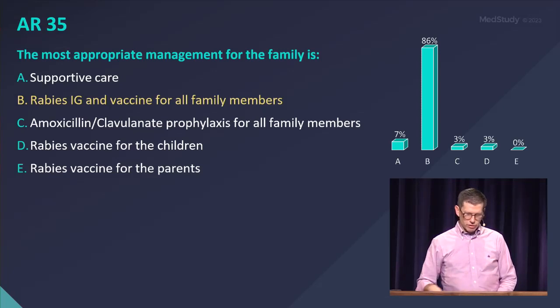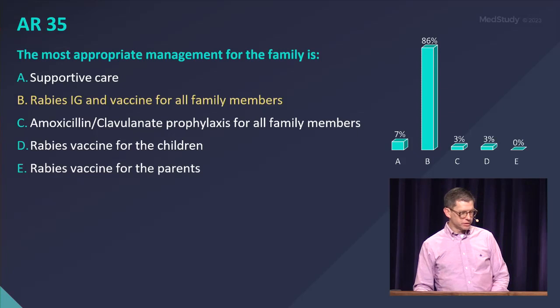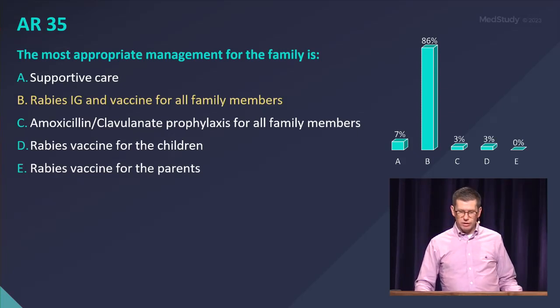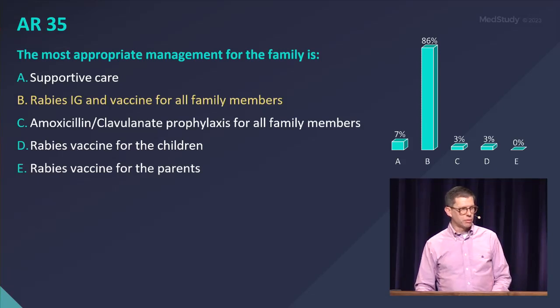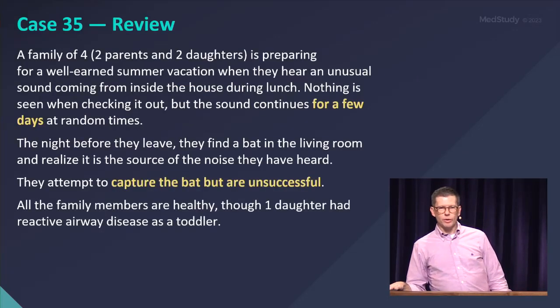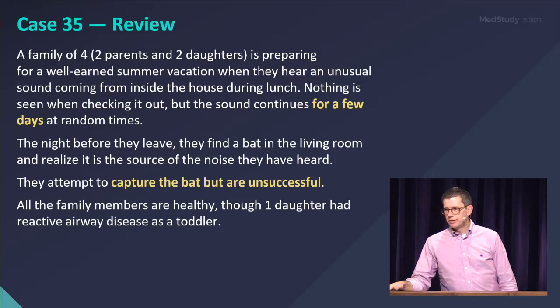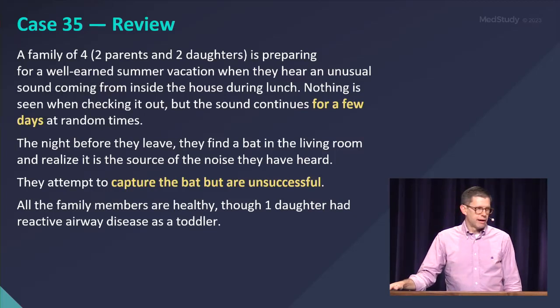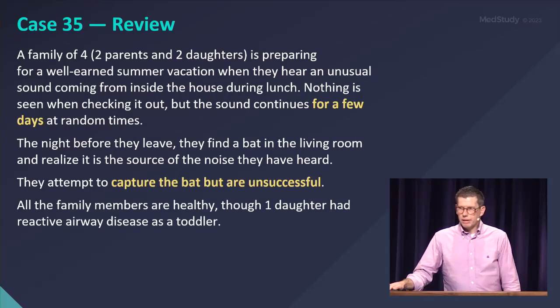Despite 3% of y'all wanting to give it only to children and not to the parents. In full disclosure, this is my family. This is what happened to us. We had to go get rabies immune globulin and vaccine for all of my family members right before we went on vacation. The idea is that we slept with a bat in our house, and there was no way to know whether we were bitten or not, especially in pediatrics. You're not necessarily going to know that there's a bite from a bat.